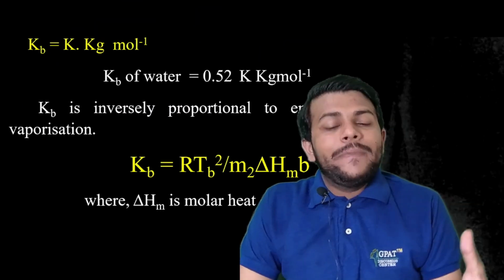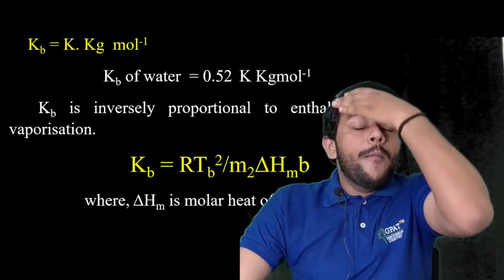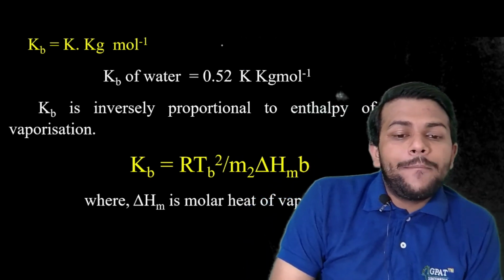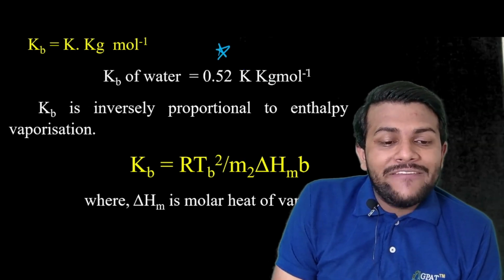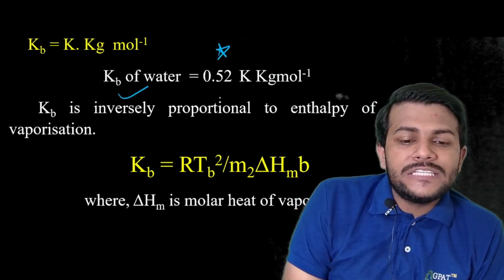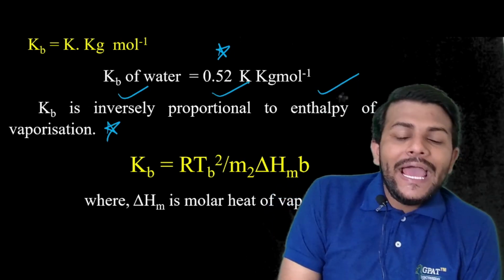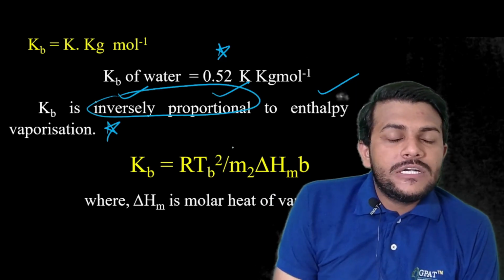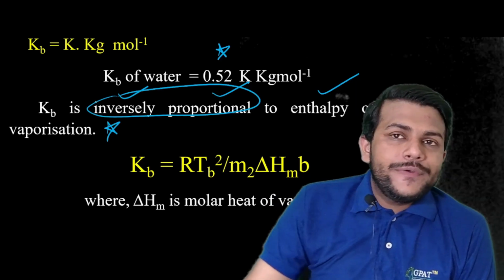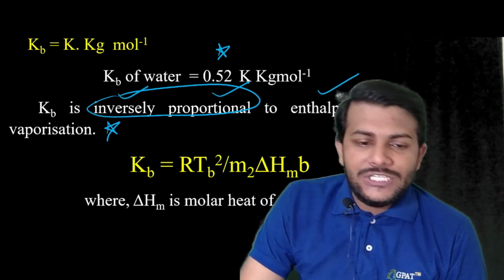Next, Kb. What exactly is Kb, sir? That is the ebullioscopic constant, or we can say molar elevation constant. So Kb for water is 0.52 K kg mol^-1. Kb is inversely proportional to the enthalpy of vaporization. So Kb is equal to R Tb square M1 divided by 1000 delta Hv, where delta Hv is the molar heat of vaporization.